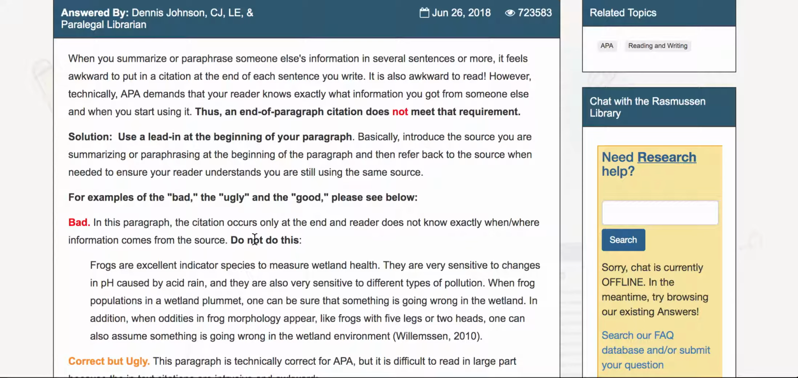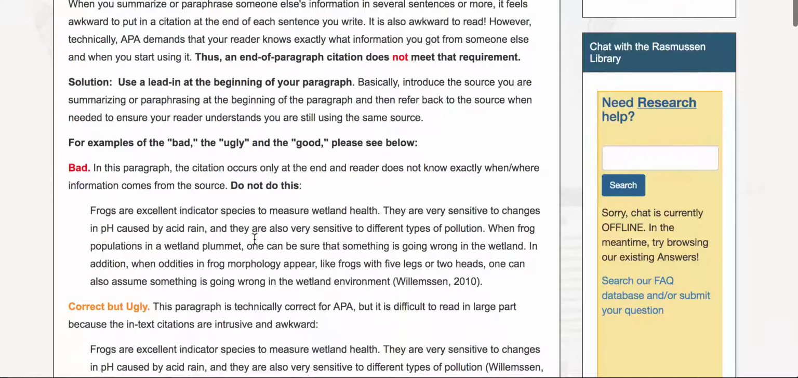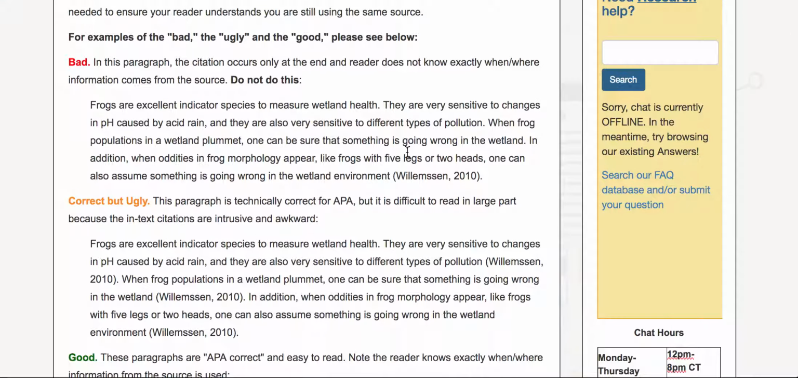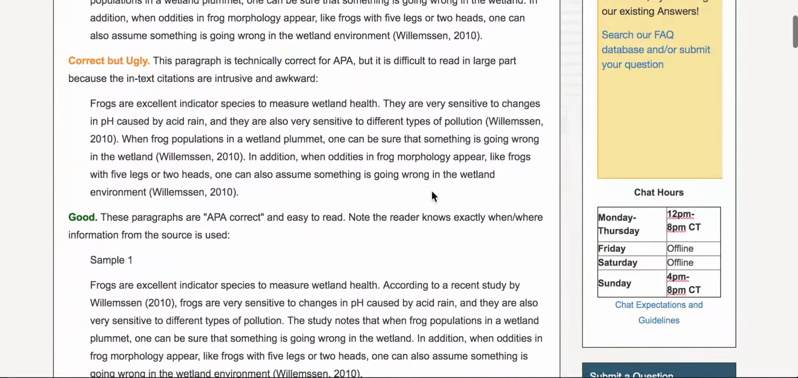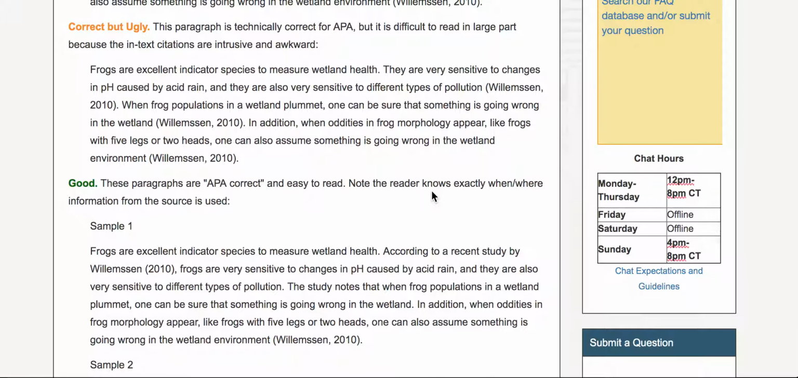You can't just put a citation at the end of a paragraph because then I'm not sure which part is being cited and which part is your own ideas. So, for example, he gives this example of doing this. He has all this information about frogs and at the very end puts Williamson 2010. So I am left as a reader going, okay, all of this is from this source. Like, should it be in quotations? I don't know. There's too much confusion as to where the information came from. So this is the correct but ugly version.